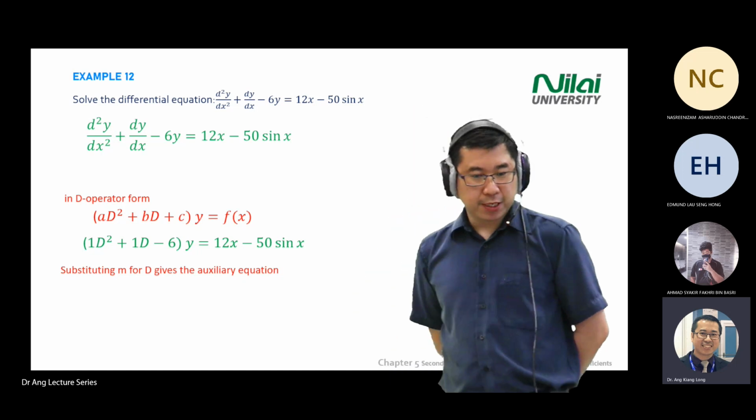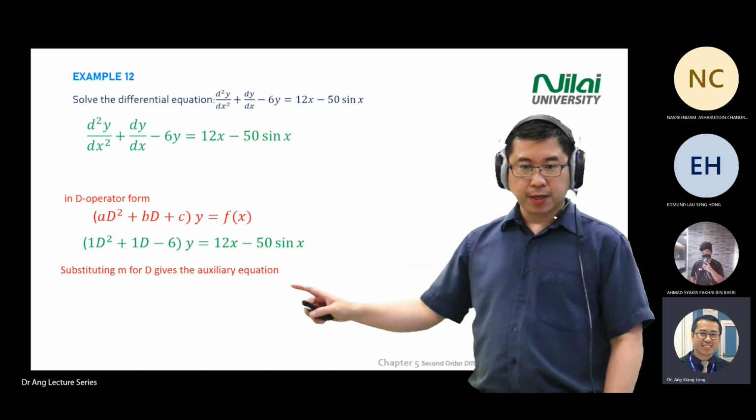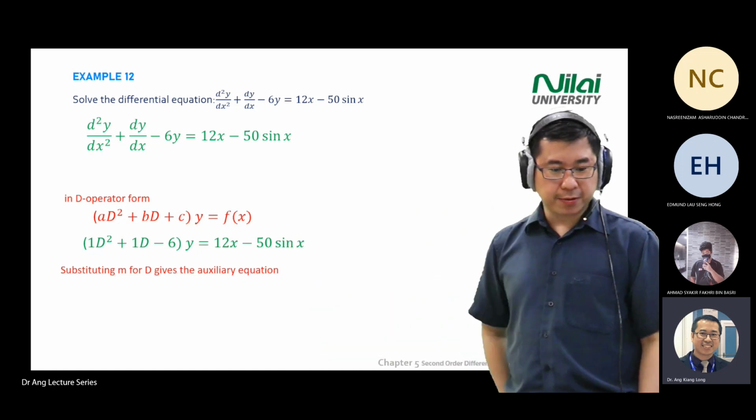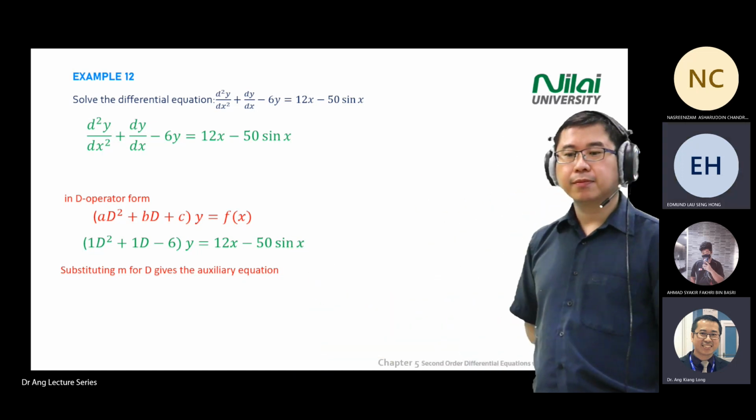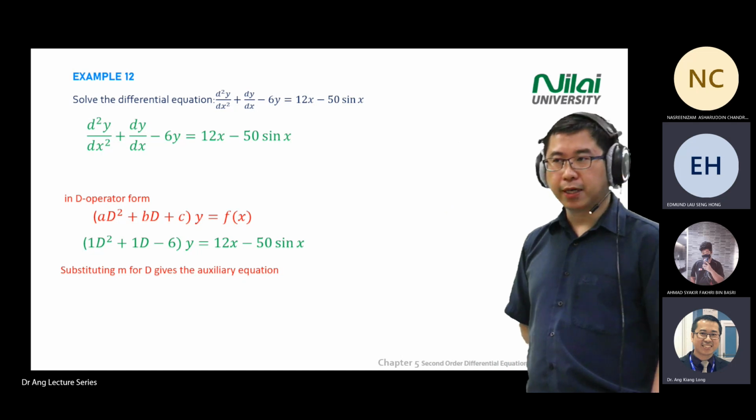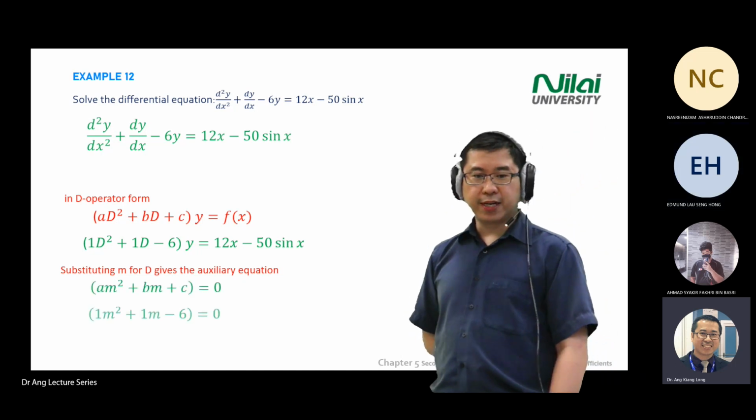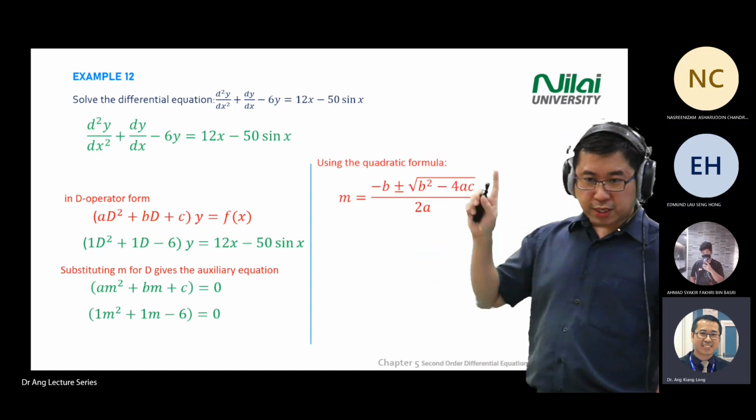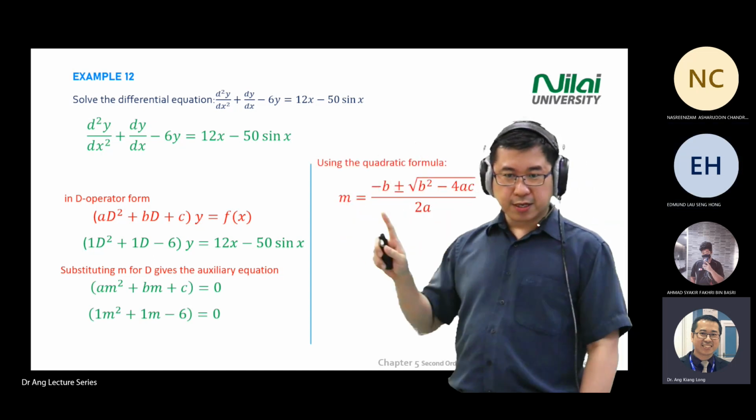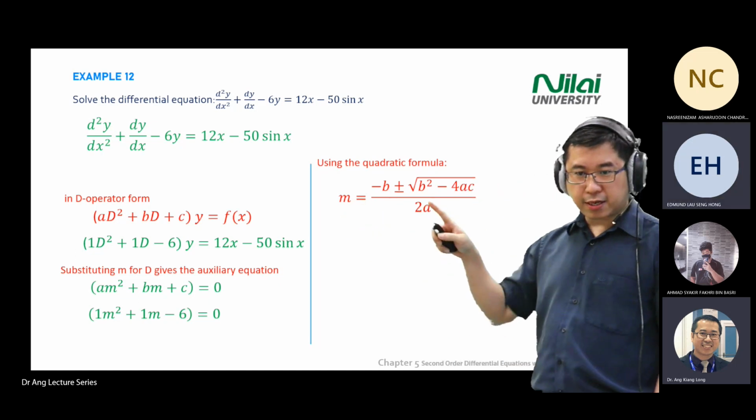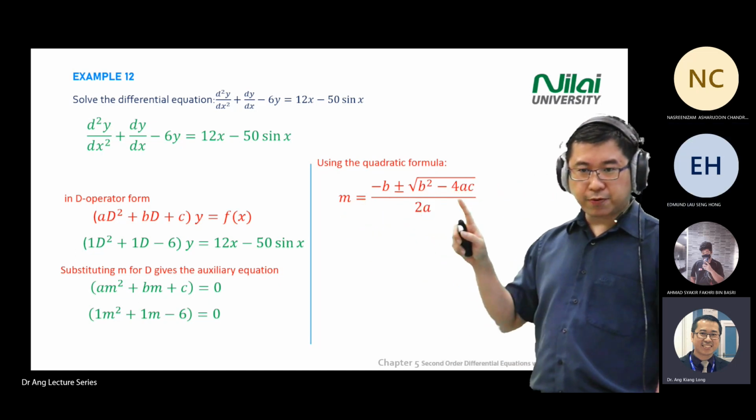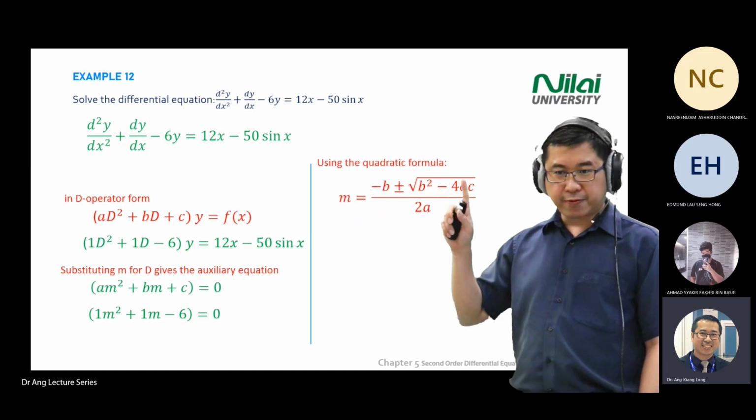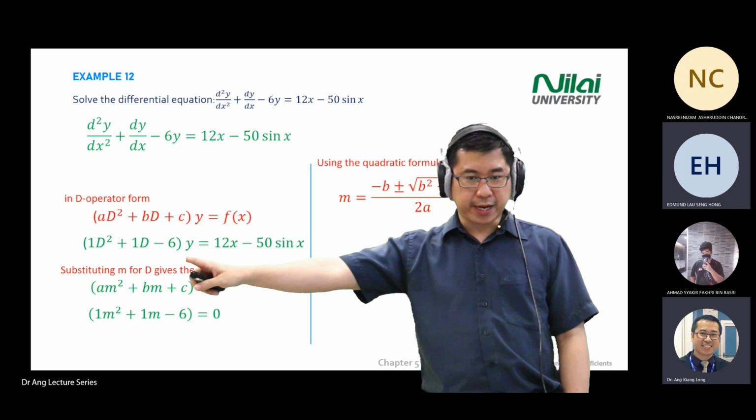Okay, Edmund, what is the next step? After you write in D, what is the next step? Change the D to M. Okay, change the D to M to find the quadratic equation. Again, if you write this one, I give you 1 to 3 marks. M equal to something: minus B plus minus the square root of B squared minus 4AC, divided by 2A. How you find your A, your B, and your C is from the bracket.